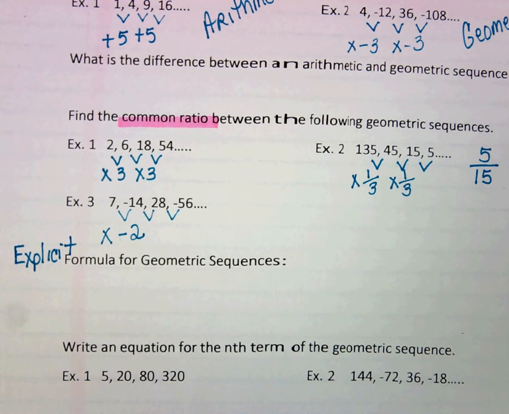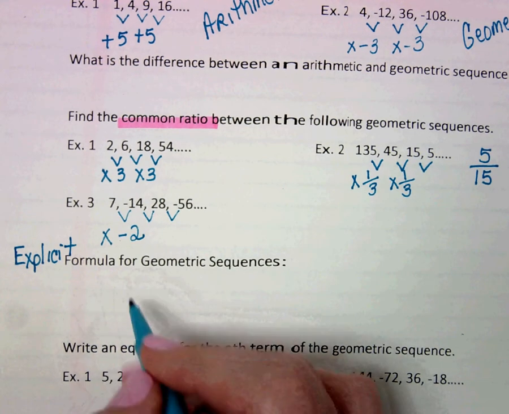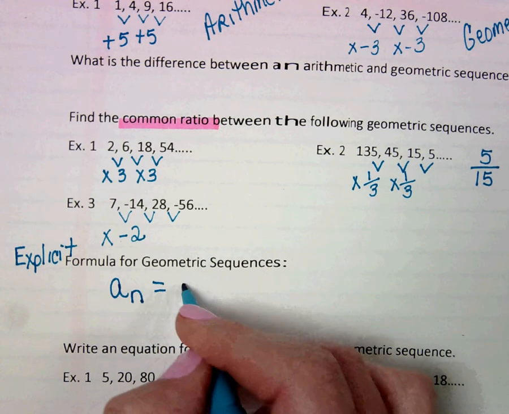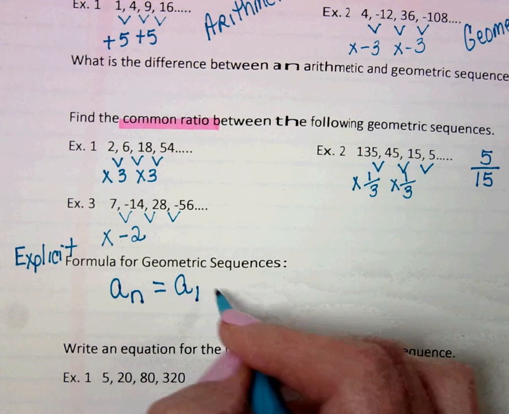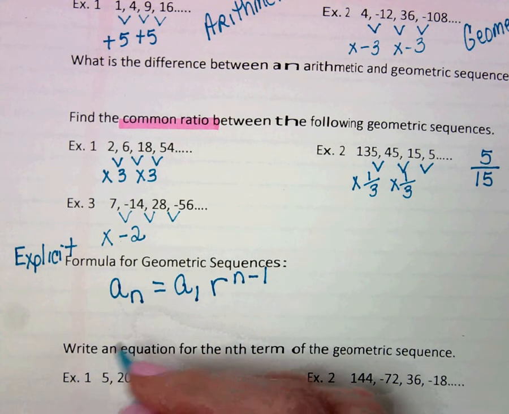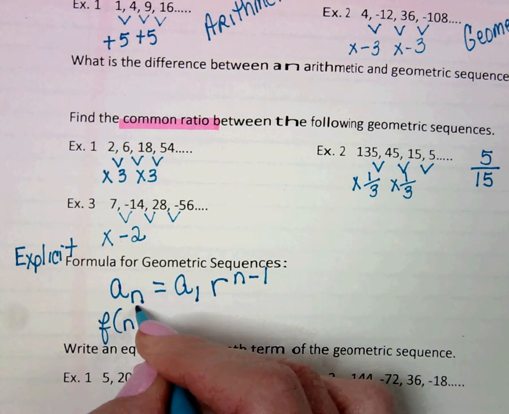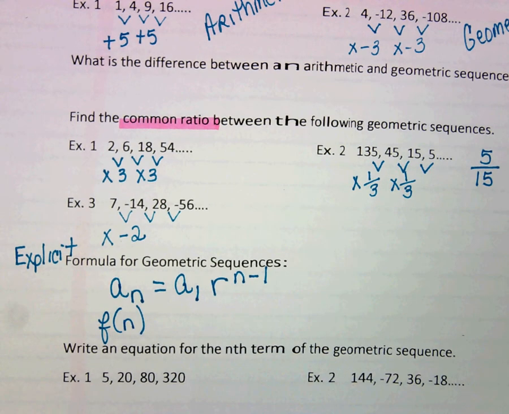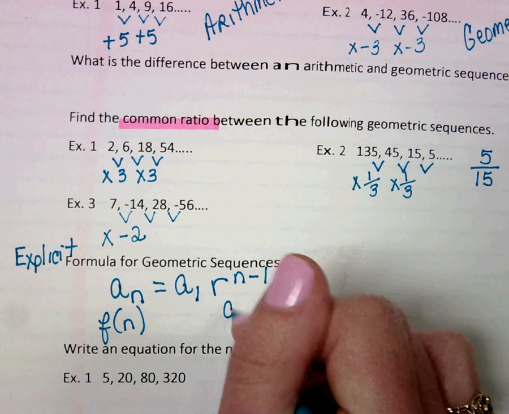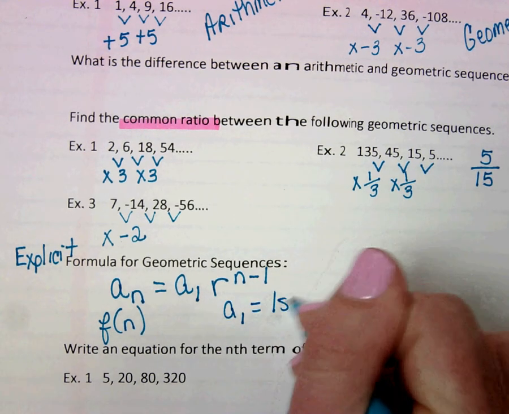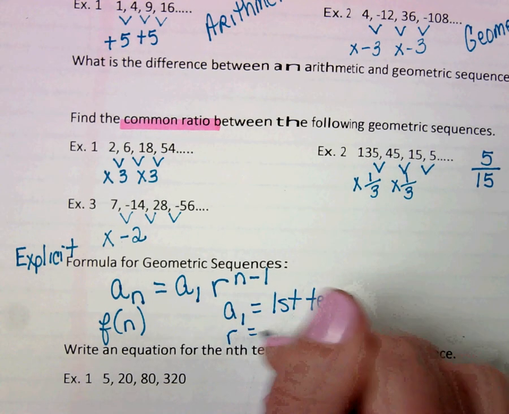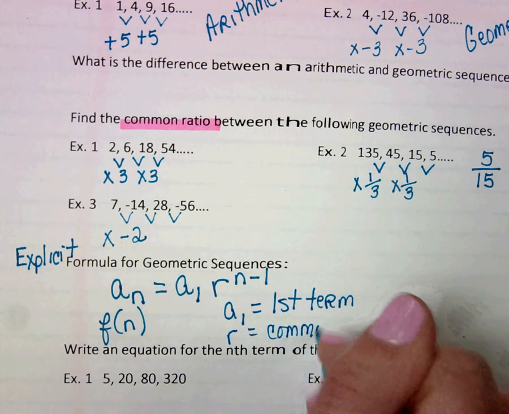for geometric sequences. Okay, the formula is a sub n equals a sub 1 times r to the n minus 1. You could also see this as f of n. That's another way to write it. A sub n just represents whatever term you're looking for. A sub 1, remember, represents the first term in the sequence. And then the r stands for that common ratio that we're finding.